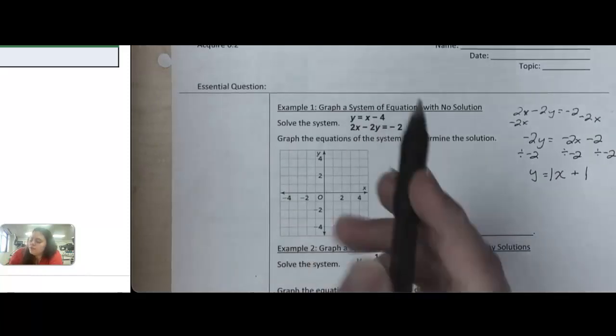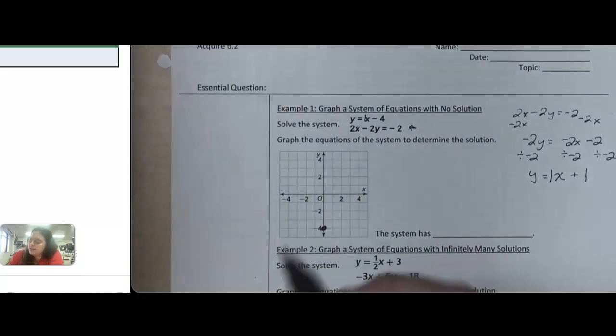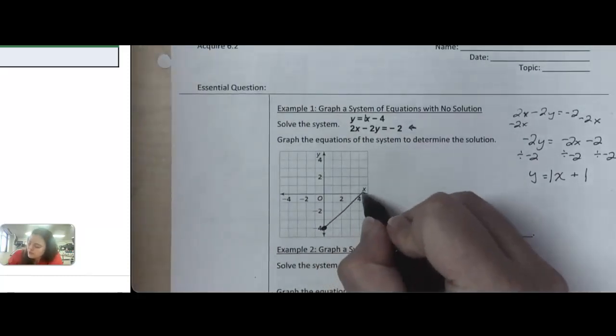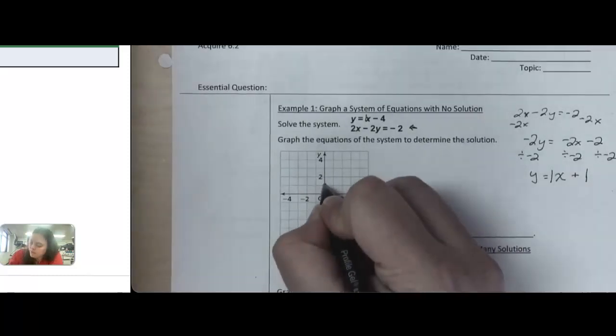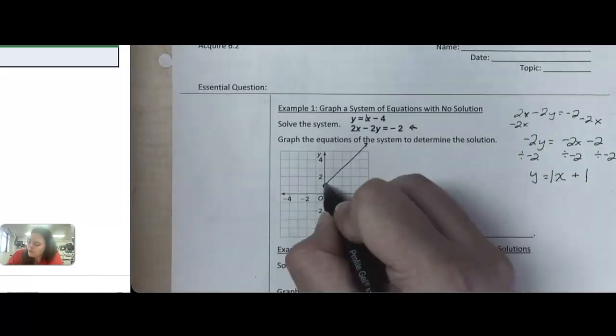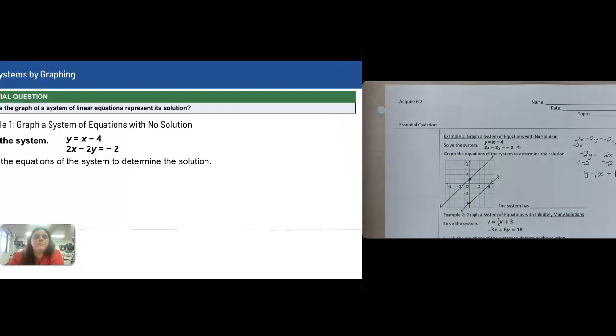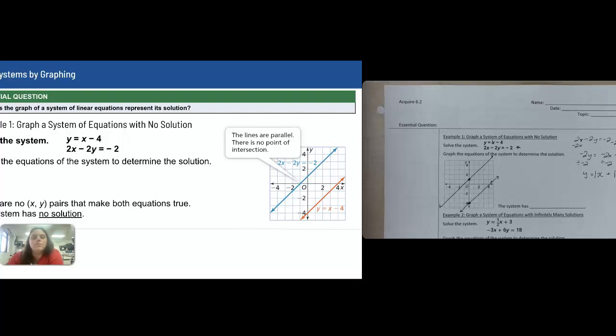Now I can graph my first equation, y equals 1x minus 4, by going to negative 4 on the y-axis, and then my slope is 1. So I'm going to go up 1 and right 1 as I put my line in. For my other equation, I'm going to start at positive 1, and I'm going to go up 1, right 1 again, because I again have a slope of 1. Now what I end up with is that these lines are parallel, so there is no point of intersection. That means there are no pairs that make both equations true, so this system has no solutions.